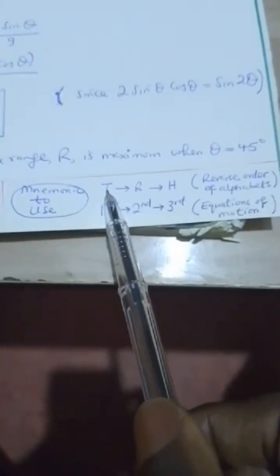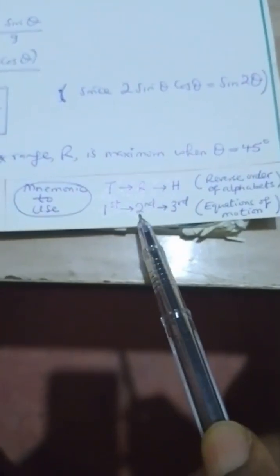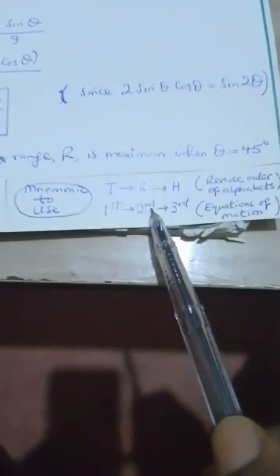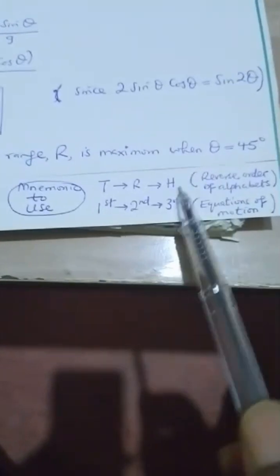So for T, use the first equation of motion. Start deriving your expressions starting with total time of flight, and apply the first equation of motion, that's V equals U plus AT. And then for R, use the second equation of motion, that's S equals UT plus half AT squared. And finally for H, the maximum height, use the third equation of motion, V squared equals U squared plus 2AS.